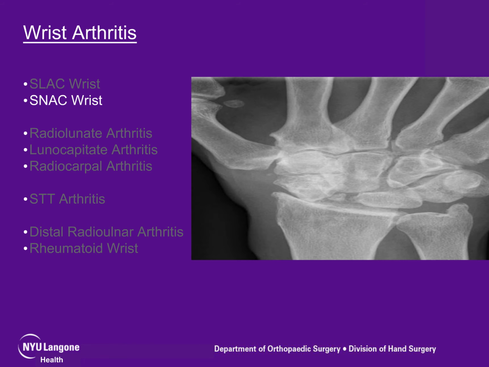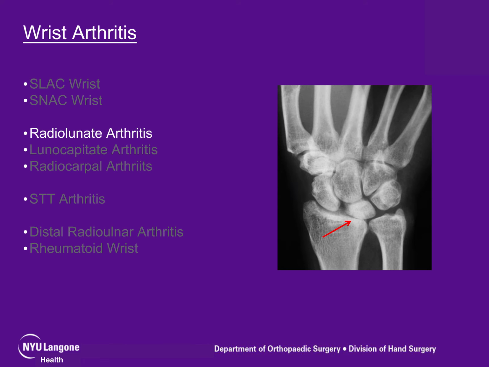And I apologize for this X-ray. It got kind of distorted. But the next is SNAC wrist, and that's scaphoid nonunion advanced collapse. And just like the SLAC wrist, it undergoes an almost identical progression of arthritis. And we'll talk a little bit more about this as the talk goes on.